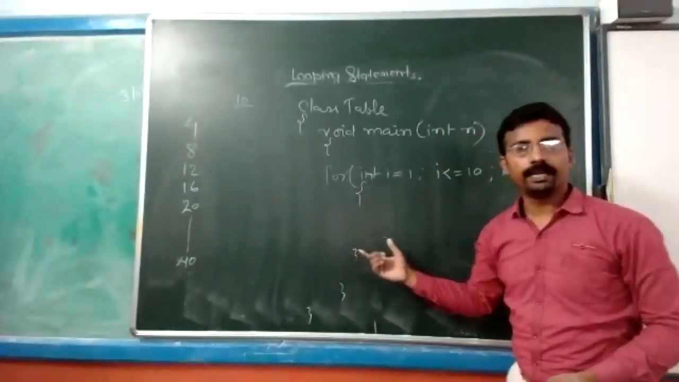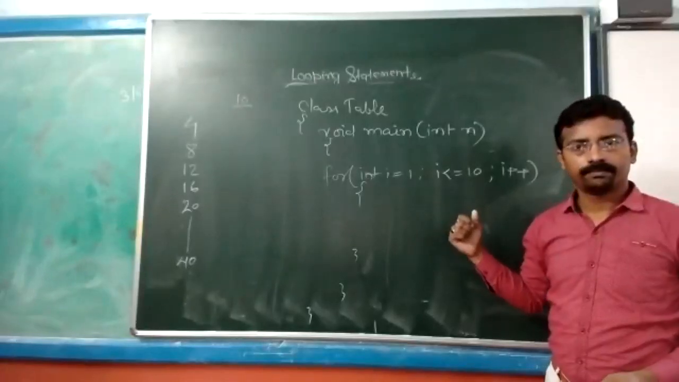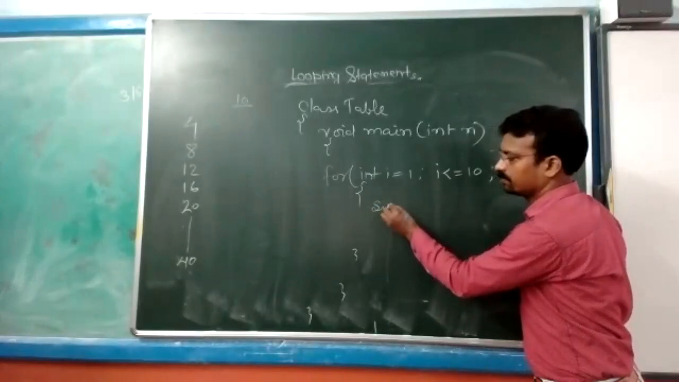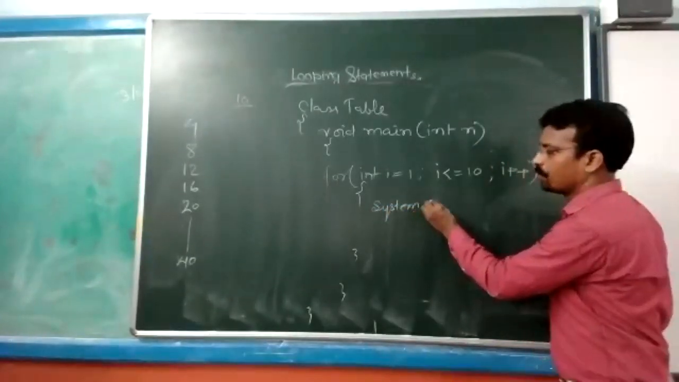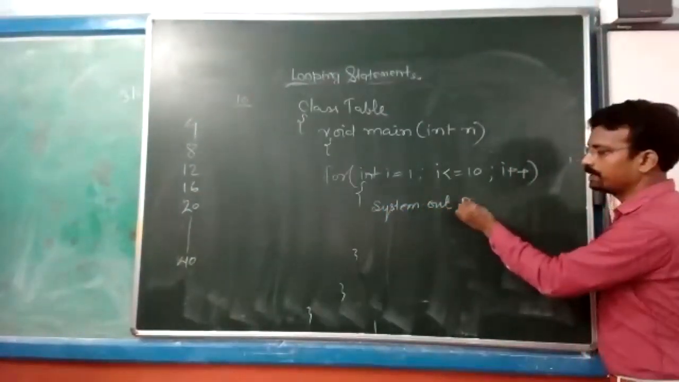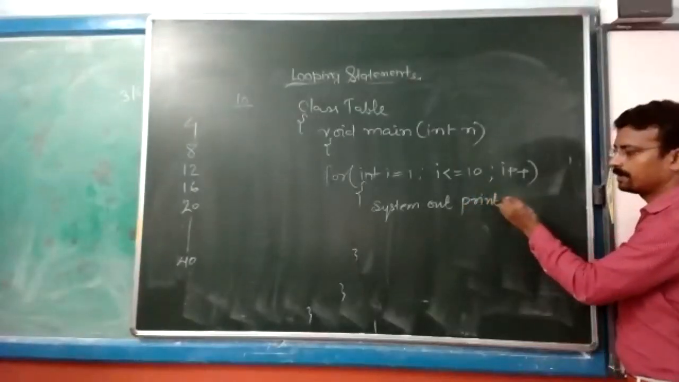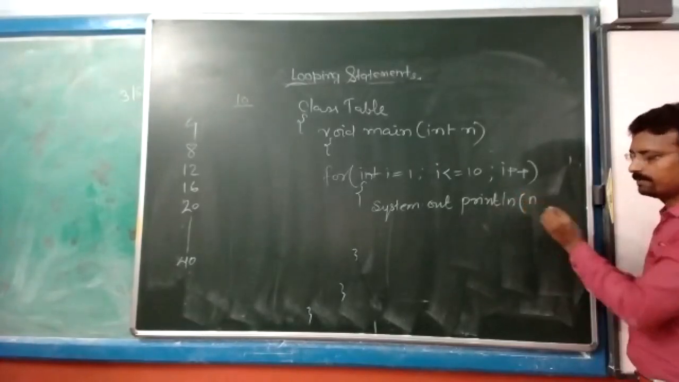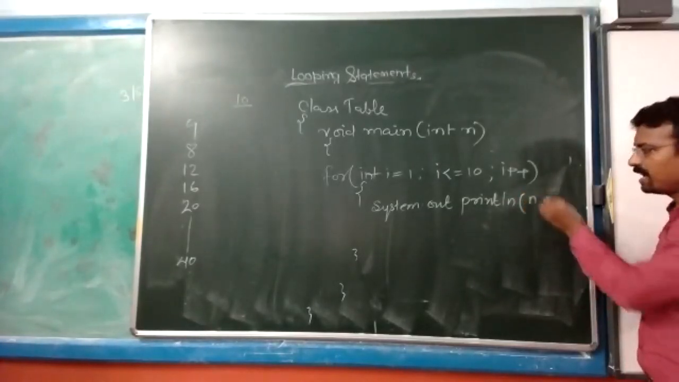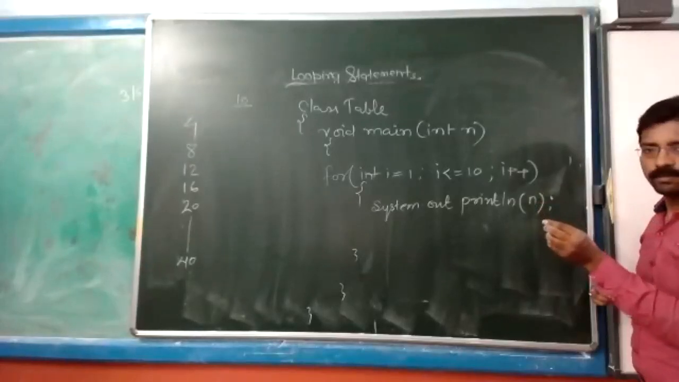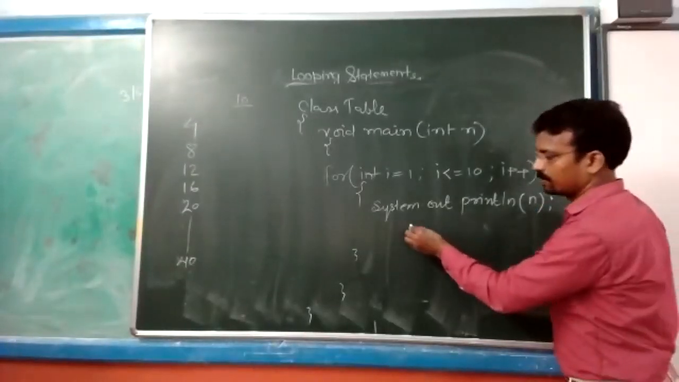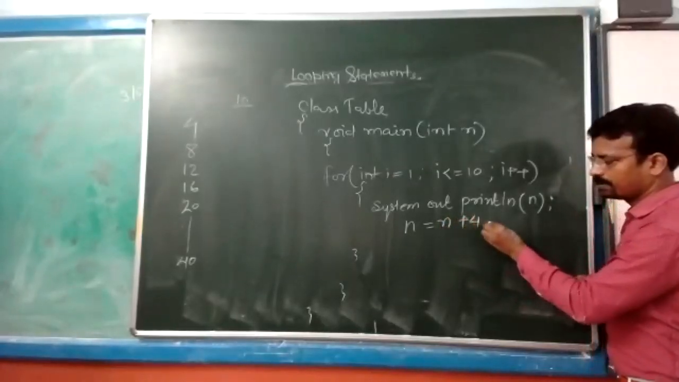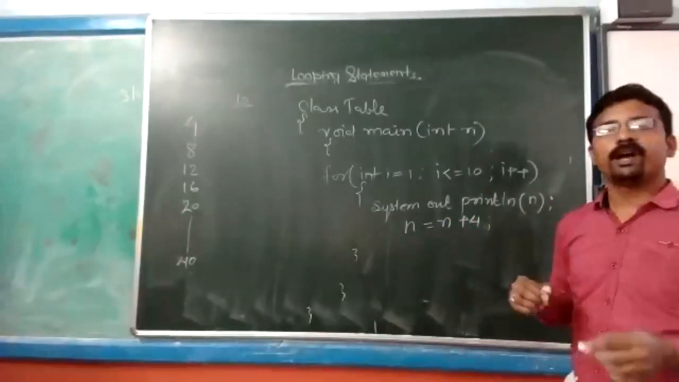Now what should be written here? System.out.println(n). Then n = n + 4. Very good. No, sir, it's wrong.